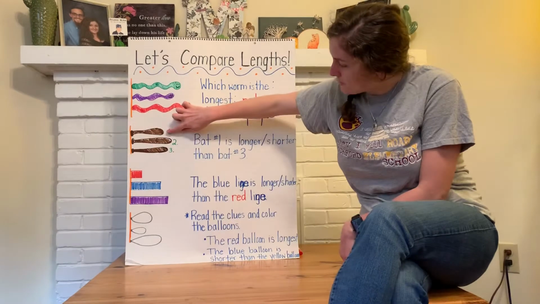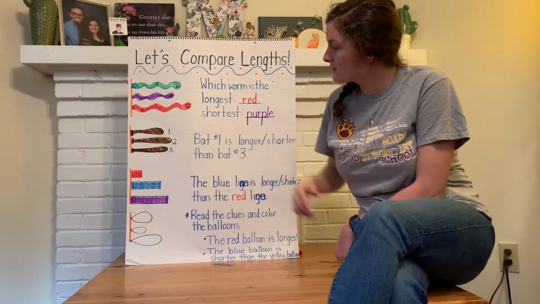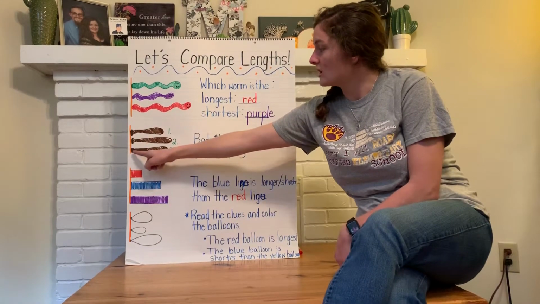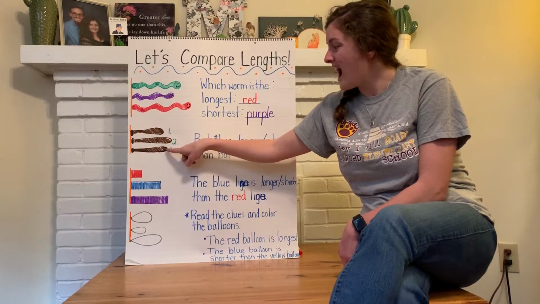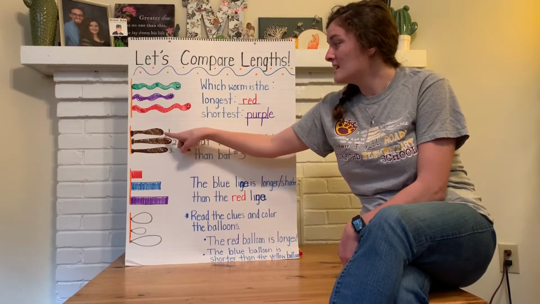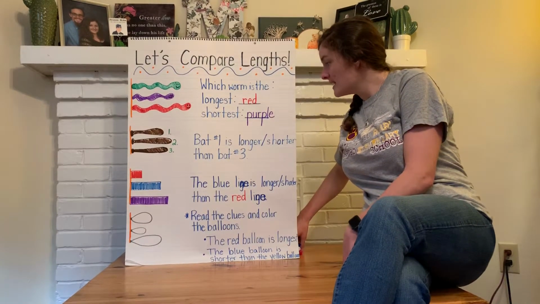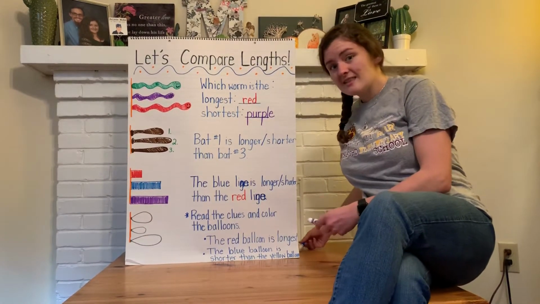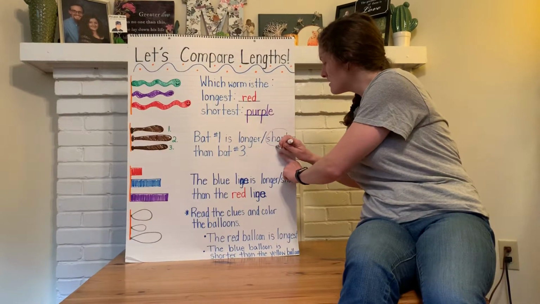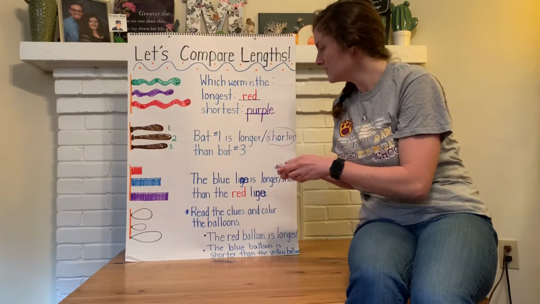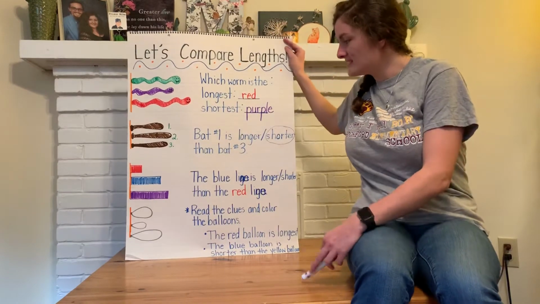So here's bat number 1. We're not worrying about number 2 for this one. We're just looking at 1 and 3. I'm going to look at where they start. I can already tell that number 2 is my longest. I know that 3 is shorter than 2, but it's longer than 1. So number 1 is shorter than bat number 3. So I'm going to circle shorter.